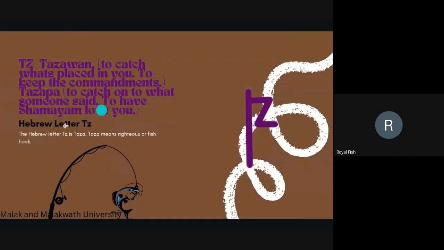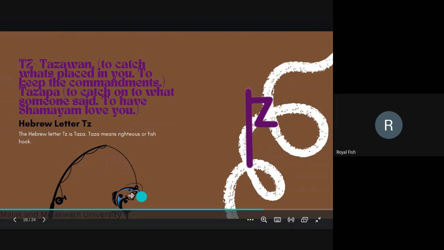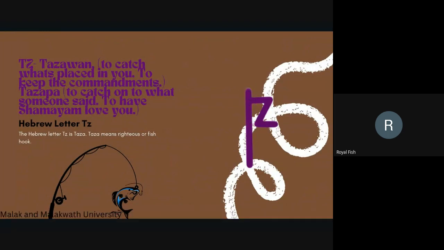Okay, so the Hebrew letter Taza is Tazah. Taza means righteous or fish hook. So we got like a little fish hook represented over here. And you draw this with a line going down and then like a mini Z on the side. So we have Tazawan, which is to catch what's placed in you or to keep the commandments. Then we have a Tazapa or Tazap, which is to catch on to what someone said, to have Shemayim love you.